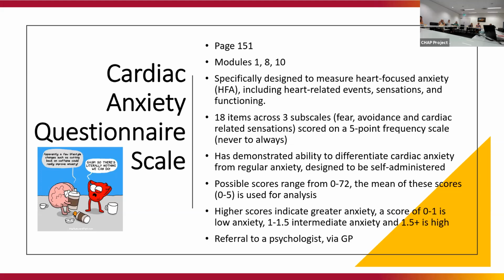And you can get a possible score of 0 to 72, but you use the mean of this score in analysis. So looking at the scores from 0 to 5, 0 to 1 would indicate low anxiety, and from 1 upwards, you're starting to get into the anxiety territory. And a score of 1.5 or higher would indicate a high level of anxiety. So if you did have a client who got a score above 1.5, that might be an indication that it would be helpful to refer them for further testing to see what is going on with their anxiety, if there's anything that could be done to support them.